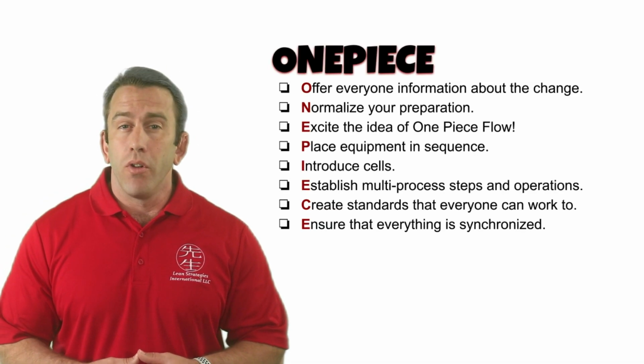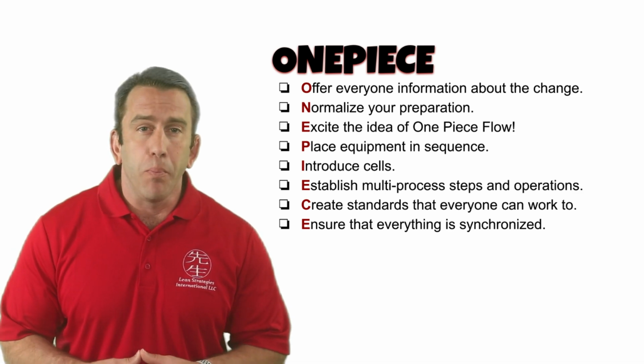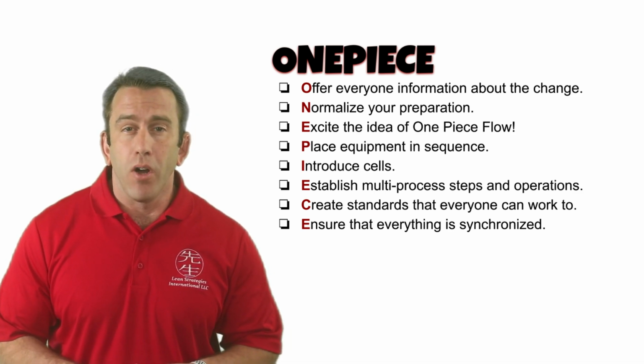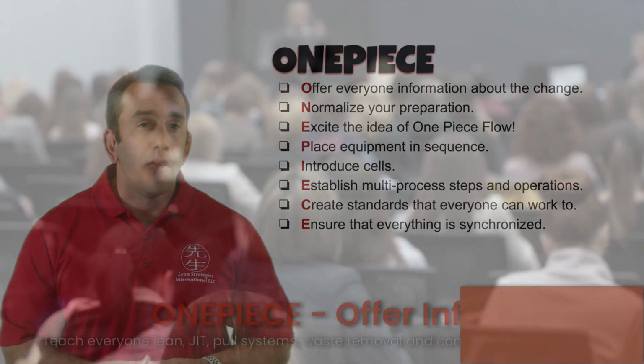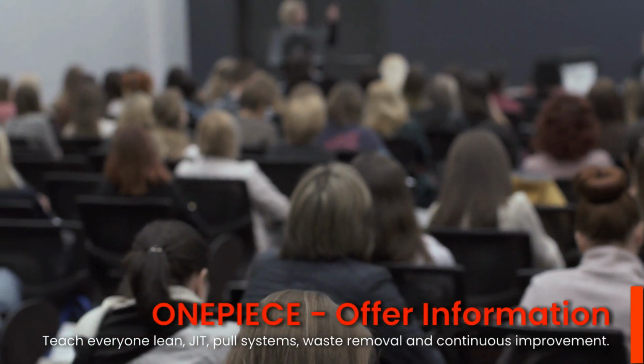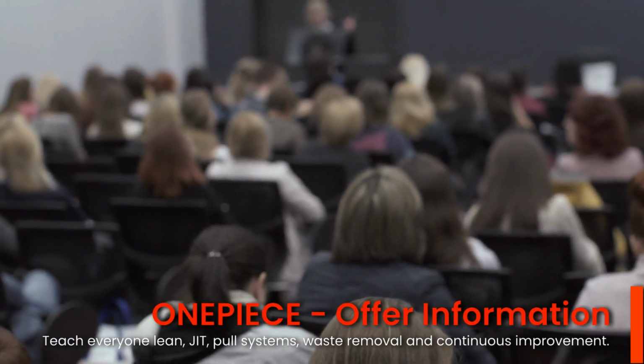As we've mentioned in other modules, having an example to implement one-piece flow can be helpful. Having a model can sometimes be even more helpful. In this module, we will introduce 8 steps that will help you implement one-piece flow. Let's get started. Step 1 is offer everyone information about the change.